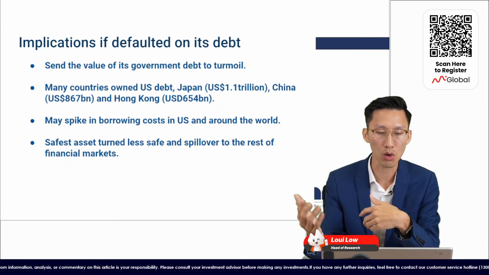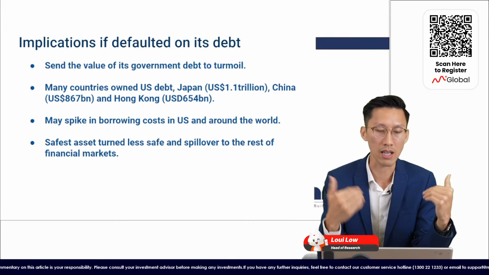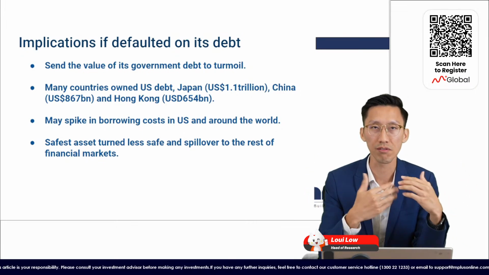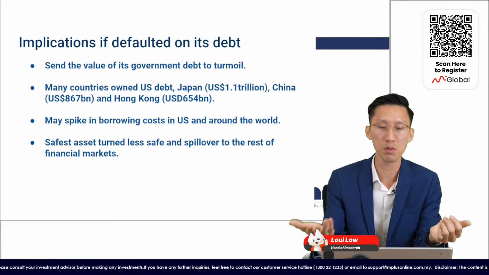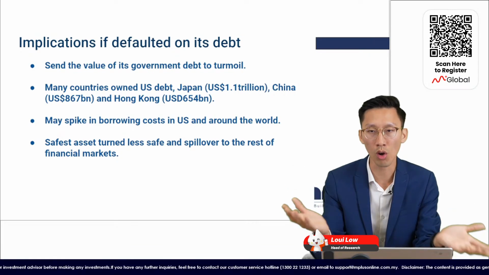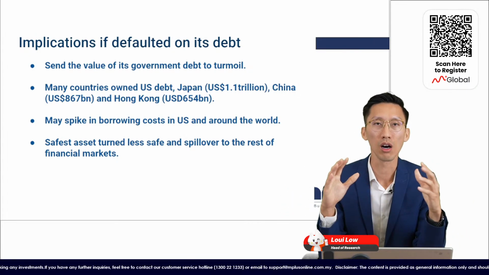Like borrowing costs will spike in the US and around the world. And being the safest asset right now, if everything has gone haywire, it has become less safe, and it may spill over to the rest of the financial market. So all in all, this will contribute to a negative thing in the market.